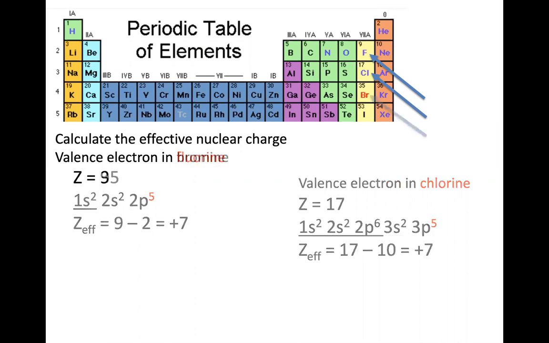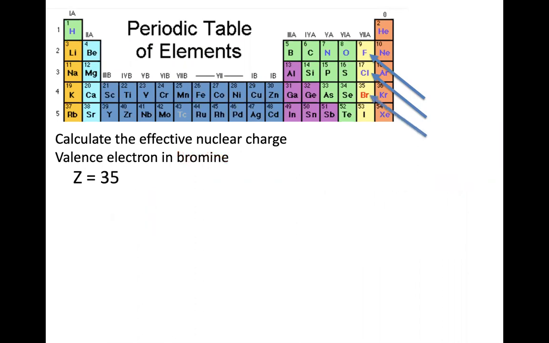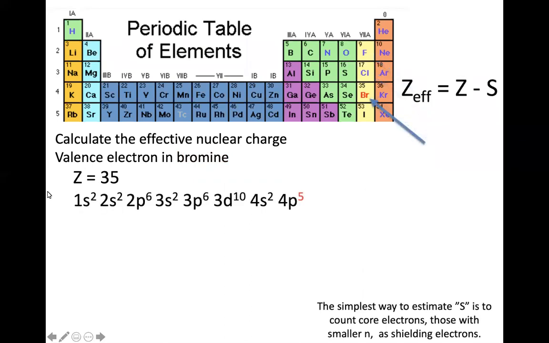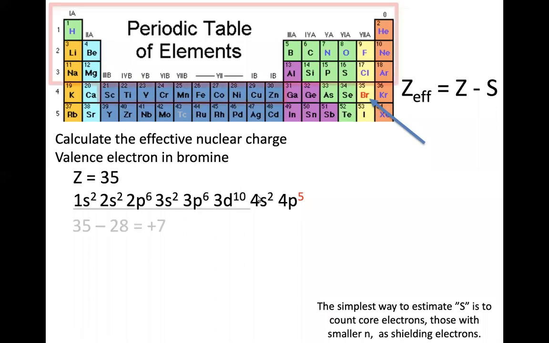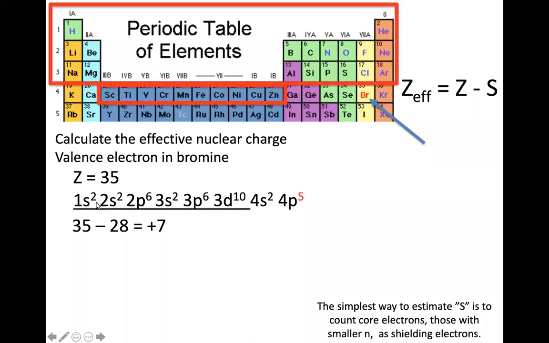How about if we go down one more for bromine? The way that we do the math for this one, bromine's number 35. This would be its whole electron configuration. I've grouped these based on n values. And if we're interested in something with n equals 4, all of these count for being core electrons, inner electrons that have a smaller principal quantum number. So sure enough, for bromine as well, it's also +7.